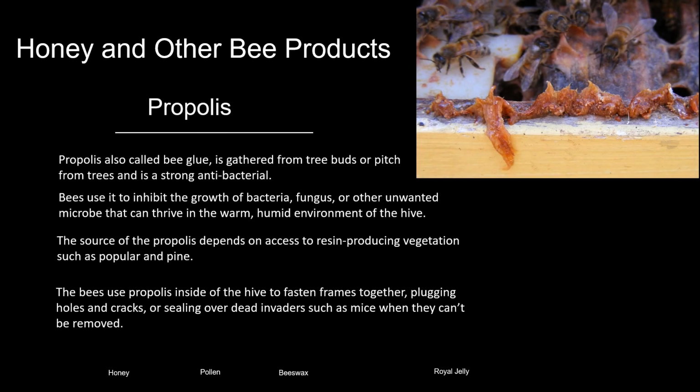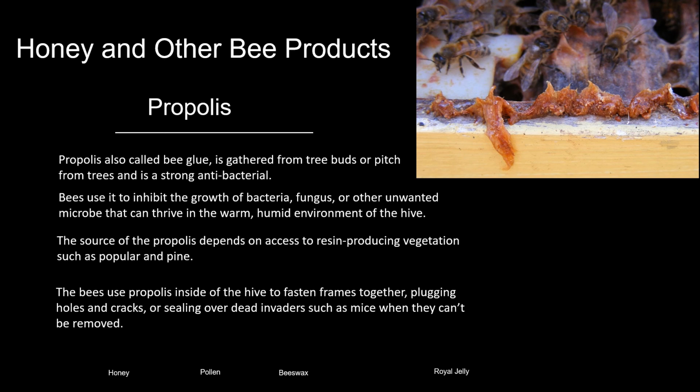Propolis, also called bee glue, is gathered from tree buds or pitch from trees and is a strong antibacterial. Bees use it to inhibit the growth of bacteria, fungus, or other unwanted microbes that can thrive in the warm, humid environment of the hive.